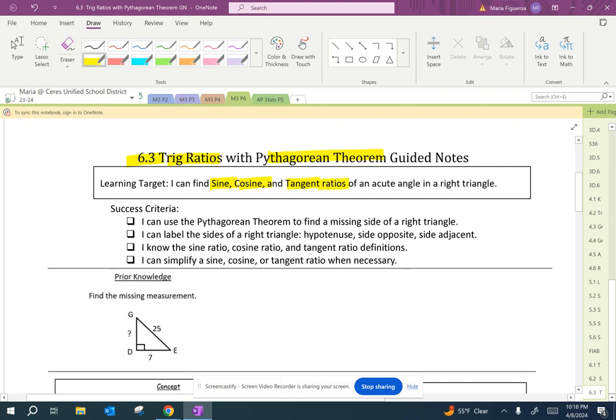In order to be successful today, you need to be able to use the Pythagorean theorem to find a missing side of a triangle. And then we can label the sides as the hypotenuse, opposite, and adjacent sides. And then you should know the sine, cosine, and tangent ratio definitions, and be able to simplify the sine, cosine, tangent ratios when necessary.